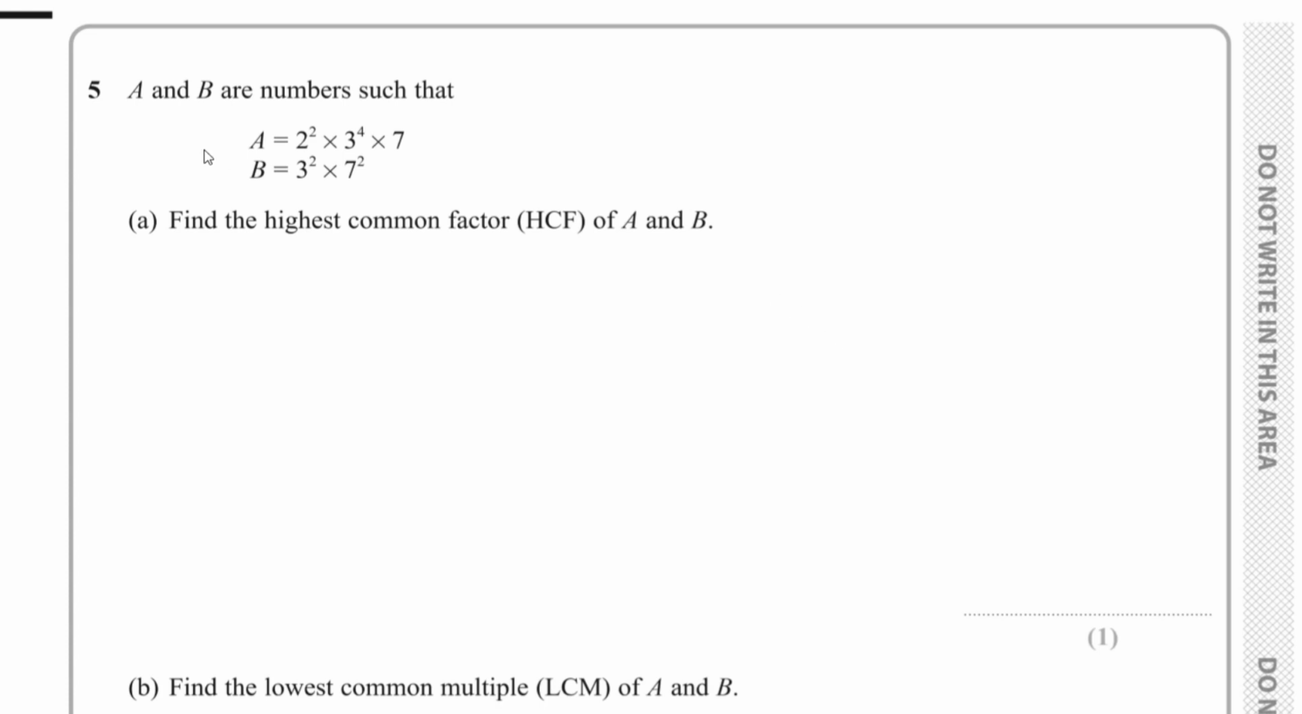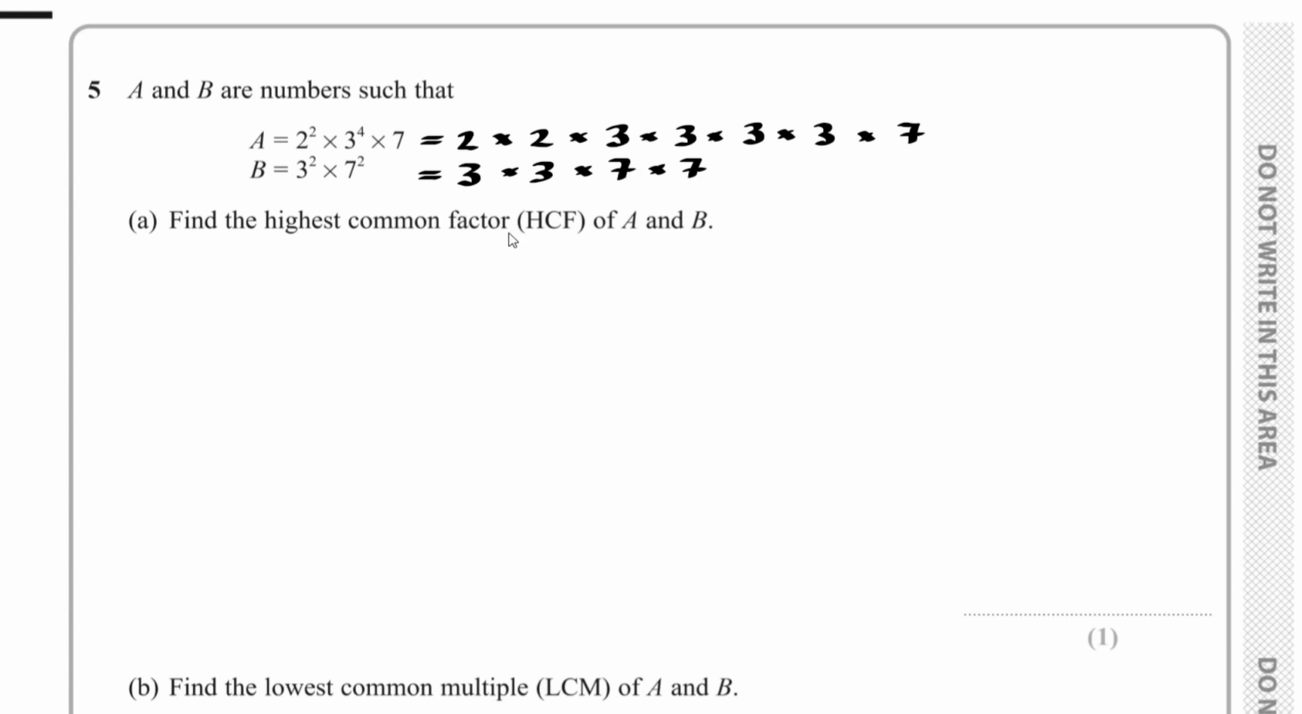Question number 5. A and B are numbers such that A is equal to 2 squared times 3 to the 4 times 7, and B is equal to 3 squared times 7 squared. Part A, we have to find the highest common factor of A and B. Well, I'm going to write A as 2 times 2 times 3 times 3 times 3 times 3 times 7, and B I'm going to write as 3 times 3 times 7 times 7.